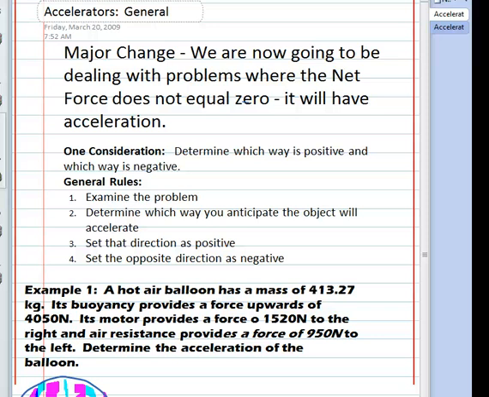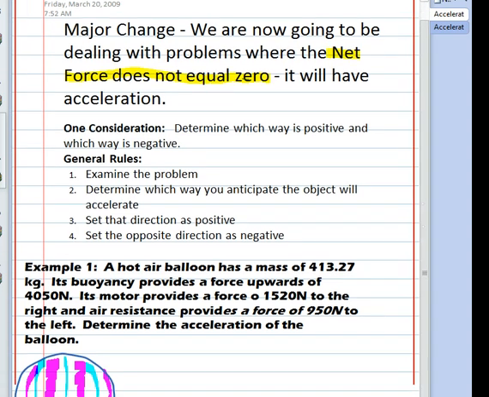Today we're going to talk about how accelerators work. These problems are very similar to the problems that we've done. However, in this situation, we're going to see that net force no longer equals 0. It always equaled 0 in our past problems because those were situations where the object was at rest. So, when it was at rest, it had 0 acceleration. Here, we are going to see we have accelerating objects where that net force is going to equal something.